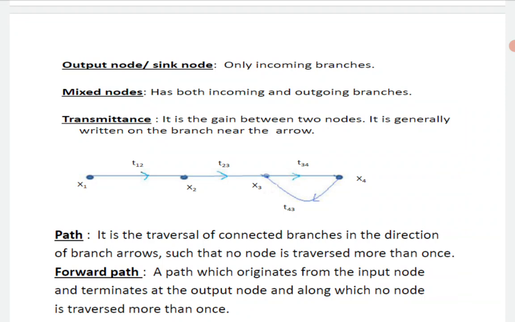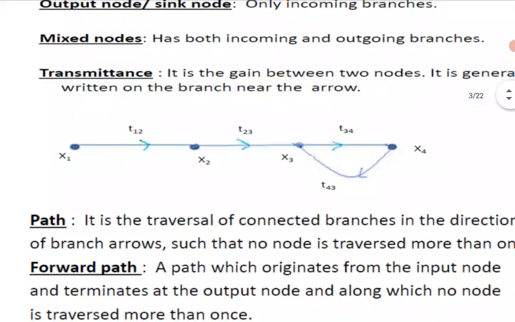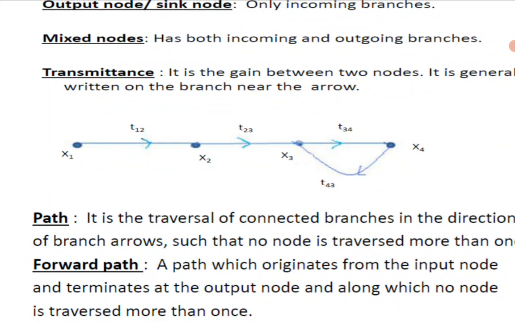Transmittance: it is the gain between two nodes. It is generally written on the branch near the arrow. According to this diagram where the blue line is highlighted, there are four nodes, x1, x2, x3, x4, and the transmittance parameters are: between x1 and x2 t12, between x2 and x3 t23, between x3 and x4 t34, and between x4 and x3, that is feedback, t43. So these things should be known to you.